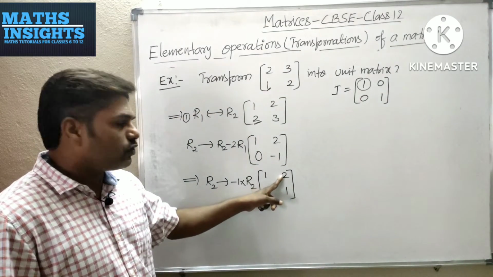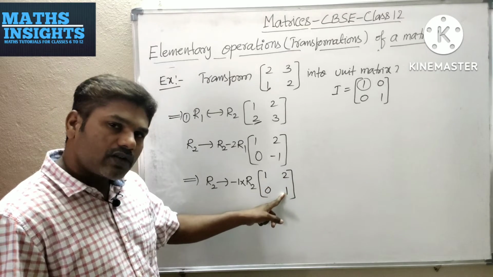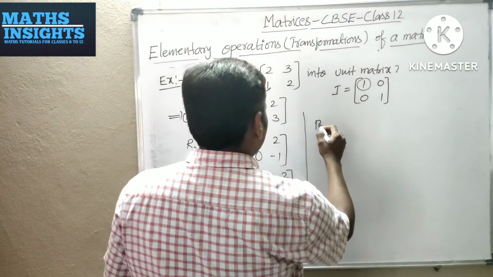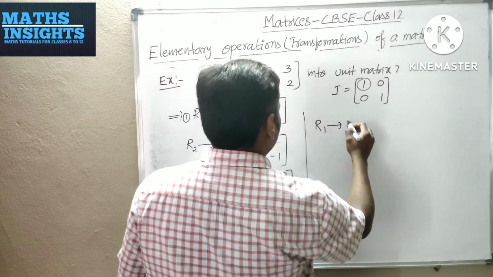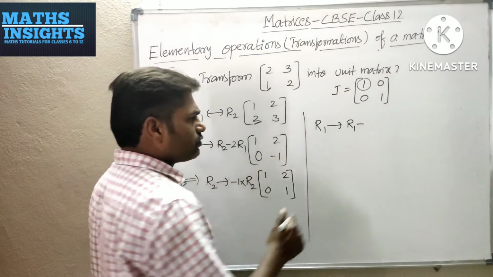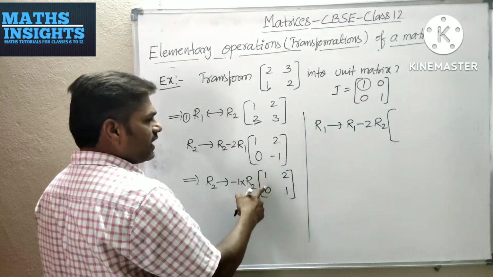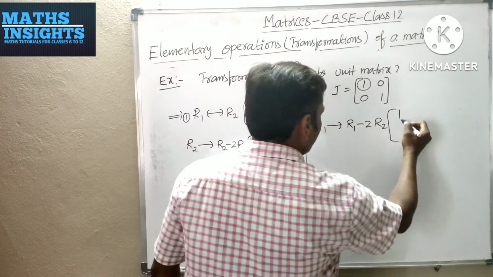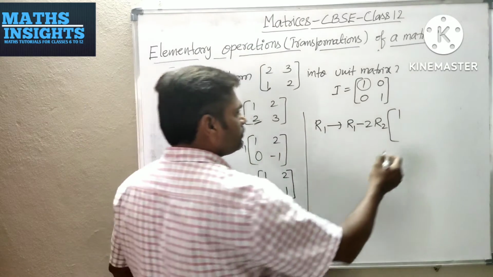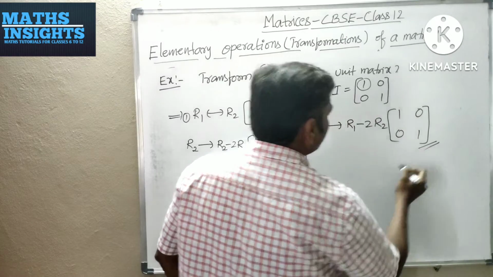Here the difference is only the 2. So to get 0 here, I have to subtract the elements of R2 multiplied by 2. I am writing here, therefore, R1 implies R1 minus 2 into R2. So 1 minus 0 into 2 again becomes 1. Next, in R1, 2 minus 2 into 1 is 0, and R2 is unaltered, 0 1. So I got the unit matrix.